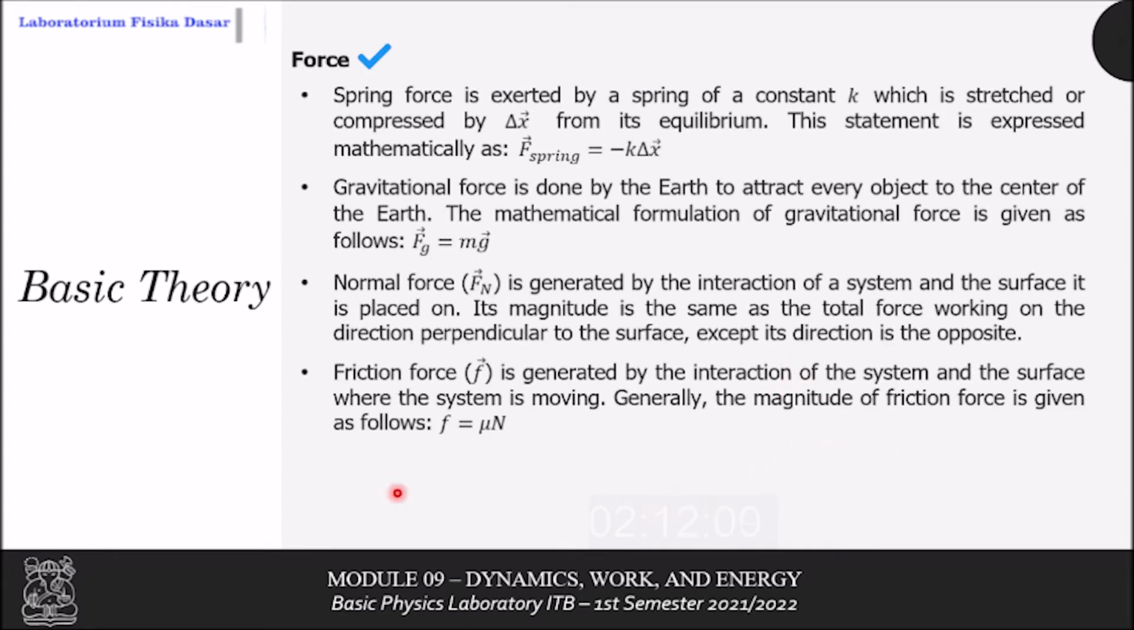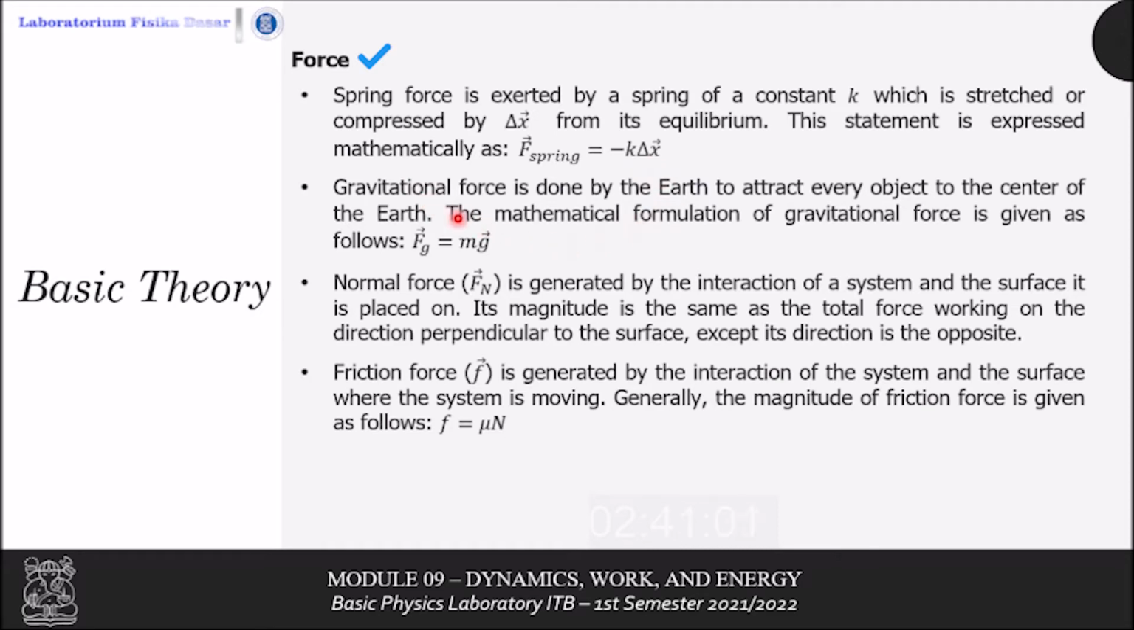Here are several forces which we might observe in this experiment. First is spring force, which is exerted by a spring of a constant k if it is being stretched or compressed by delta x from its equilibrium. Therefore, a spring force will be produced of F spring equals minus k delta x, in which this minus sign signifies that the spring force direction is the opposite of the displacement direction.